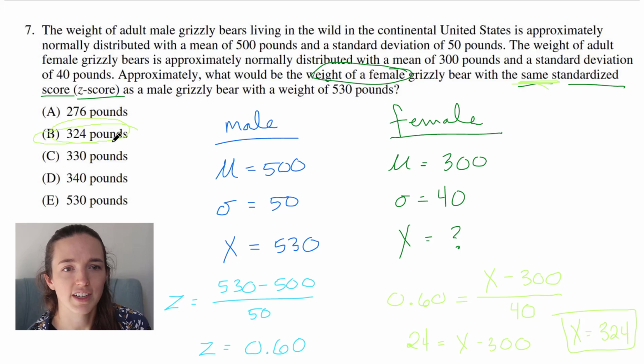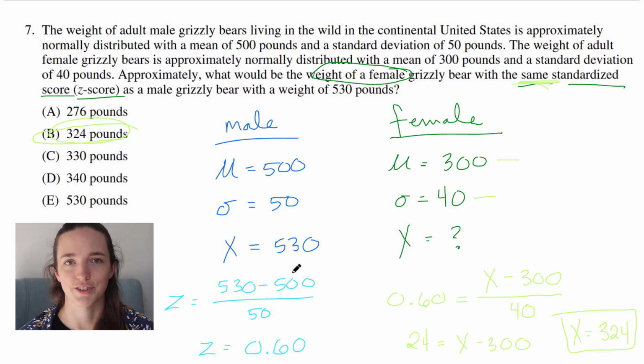And once again, logically that makes sense. The mean for females is 300. 324 would be not quite a full standard deviation above the mean, just like the male was not quite a full standard deviation above the mean. So that's z-scores. For a longer, more in-depth explanation, you can check out this video.